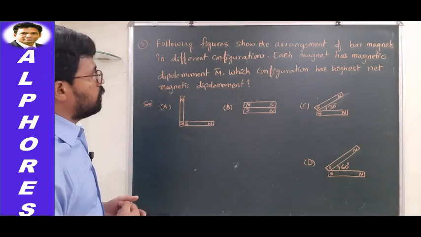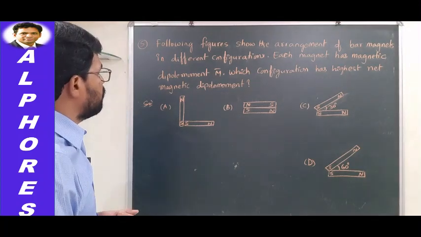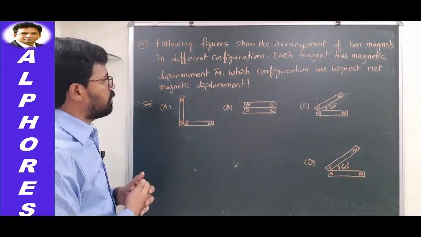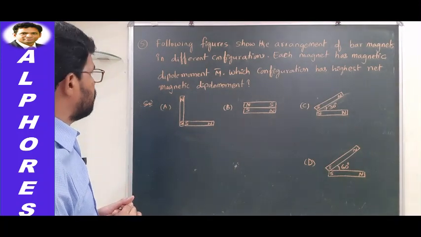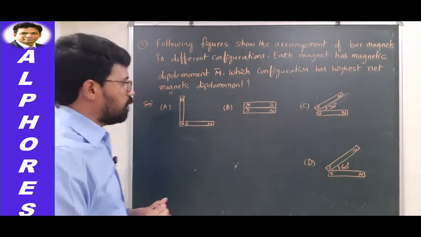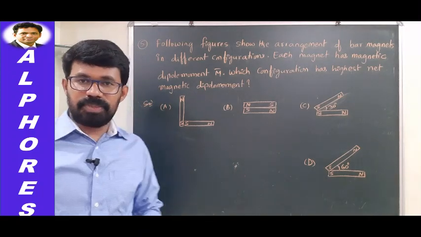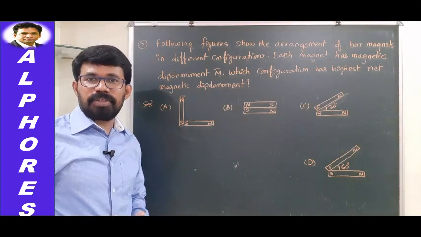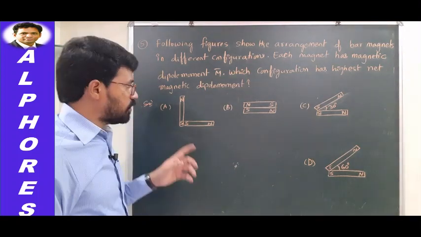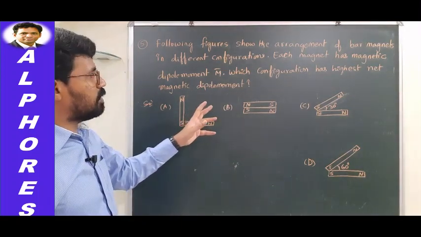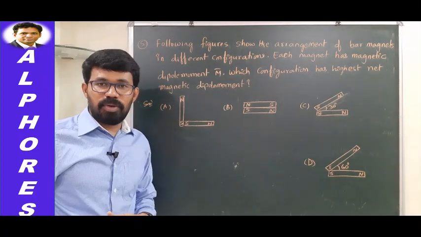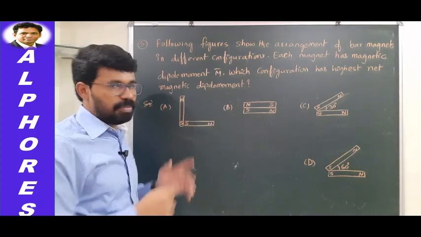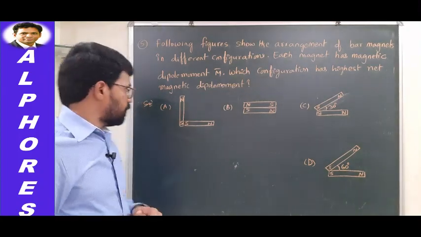Following figures shows the arrangement of bar magnets in different configurations. Each magnet has magnetic dipole moment m bar. Which configuration has highest net magnetic dipole moment? This question is from previous NEET examination. So here 4 configurations were given. All that we need to do is identify in which configuration maximum value of magnetic dipole moment is possible. Okay, so just by looking at this picture, we can come to a conclusion.